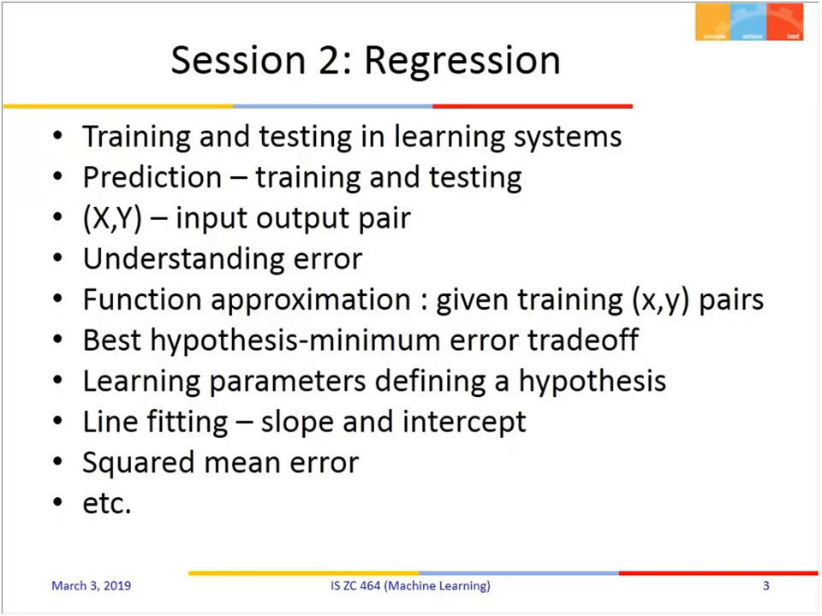Then in the second session, we had regression. We talked about training and testing in learning systems. Then what it means by prediction, what it means by training and what it means by testing, X and Y as input-output pair. Then you try to understand the error in regression problem solving. Can you recall what it means by the error in the context of regression?